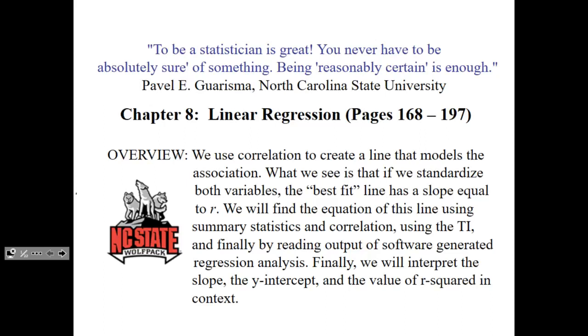All right, so we're back onto another chapter, Chapter 8, Linear Regression. This is where we're going to use correlation to create a line that models the association. Like every model, it's not going to be exact, but we're going to see how good we can get. What we want to see is if we standardize our variables, we'll talk about that again in just a second here, the best fit is a slope equal to r. We're going to see how that happens.